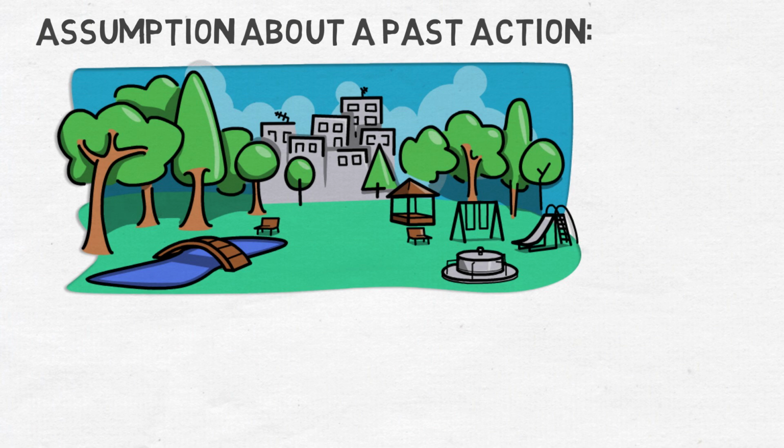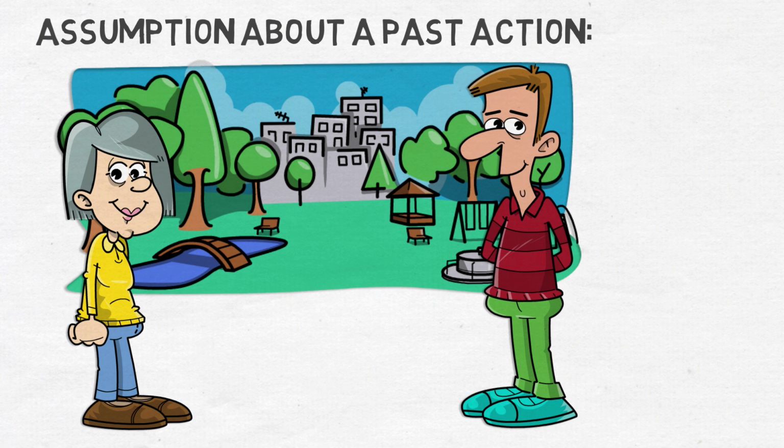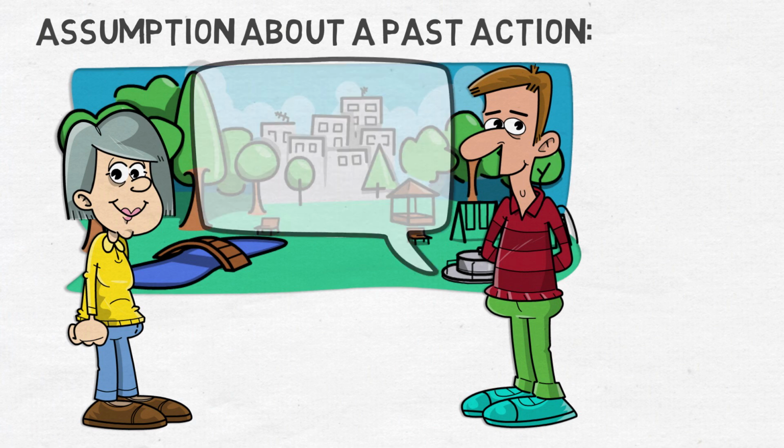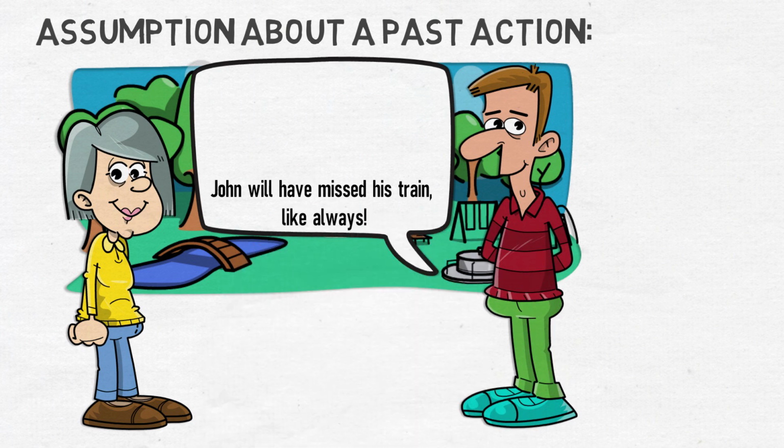You're waiting in the park for your friend, John, but he doesn't arrive. Your other friend, Lara, is worried that John hasn't arrived, but you reassure her. John will have missed his train, like always. The phrase, John will have missed his train, reflects the likely reason as to why John is late, and therefore demonstrates an assumption about a past event. John has already missed his train.